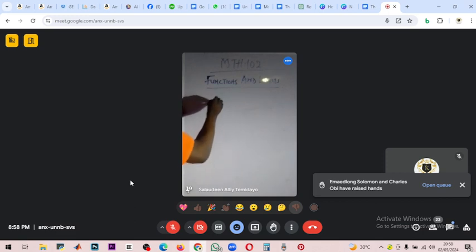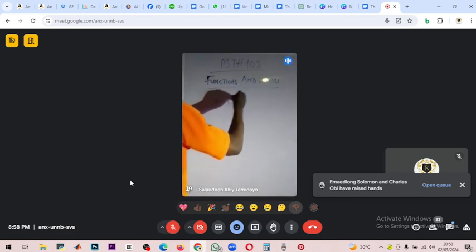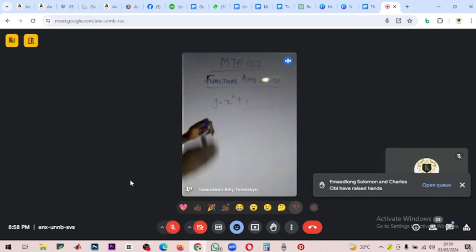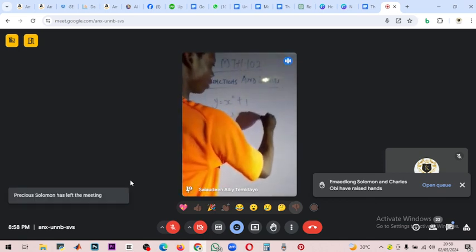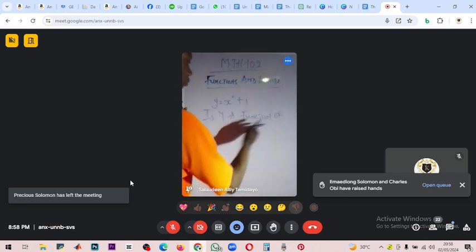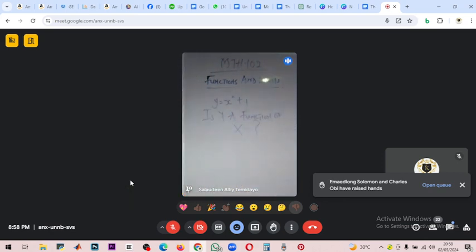Before I explain it, y equals x squared plus 1. Is there anyone that can answer me? Is y a function of x? That's my question. Is y a function of x when y equals x squared plus 1? Anyone with the answer? Okay, I'm still expecting some people that can give the answer. No. Is y a function of x? No. No. Who's saying no?